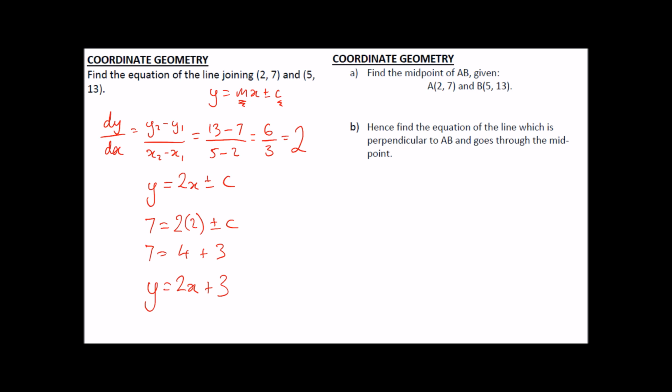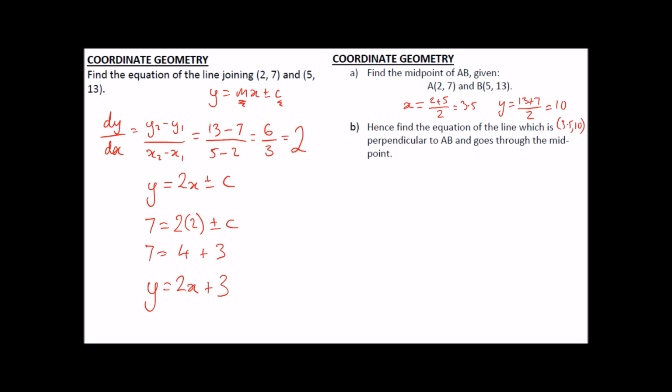We can also look at finding midpoints and perpendicular lines. So the midpoint, find the midpoint of AB. I've kept the same coordinates here. So to find the midpoint, to find the x coordinate, we're going to look at adding the 2 x coordinates together. So 2 add 5 and half it, which gives me 3.5. And to find the y coordinate, we're going to add the 2 y coordinates together. So 13 add 7 and half it, which is 10. So it will be at 3.5 and 10.